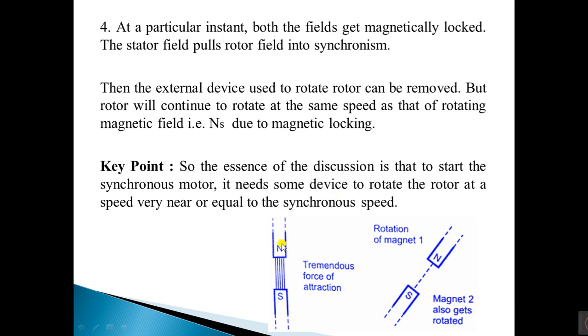So when it rotates with the speed, it may be locked. Then the external device used to rotate the rotor can be removed. Once it is locked magnetically, there is no need for this external device, so we can remove it. But the motor, that is the rotor, will continue to rotate at the same speed as that of the rotating magnetic field due to the magnetic lock.